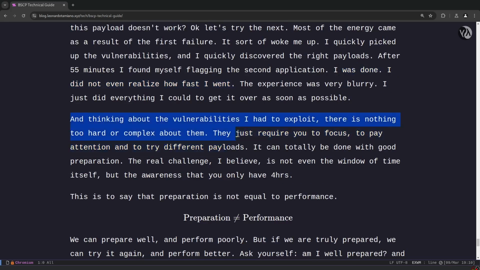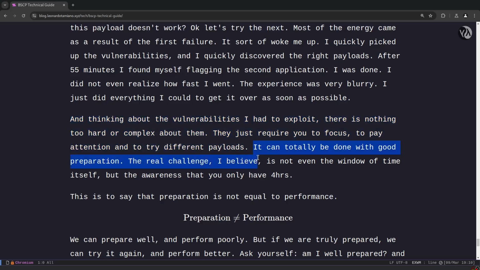So, thinking about the vulnerabilities, as I said, there is nothing too hard or complex about them. They just require you to focus, to pay attention, and to try different payloads, and to be methodical with your testing. I test for this vulnerability, then for this, then for that, and things of the sort. It can totally be done with good preparation.